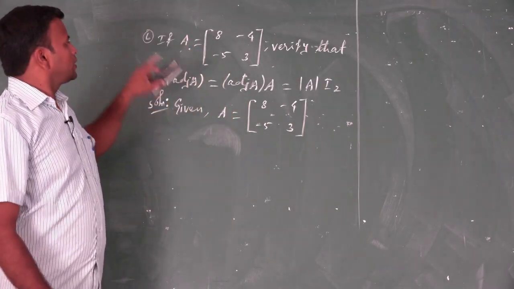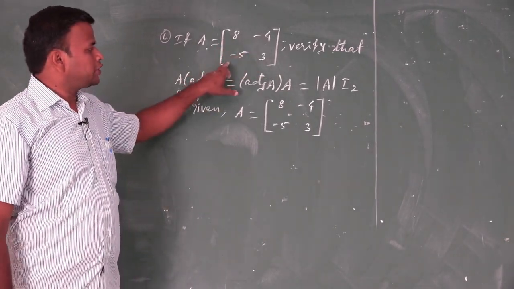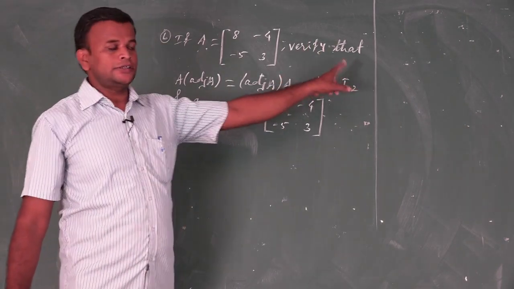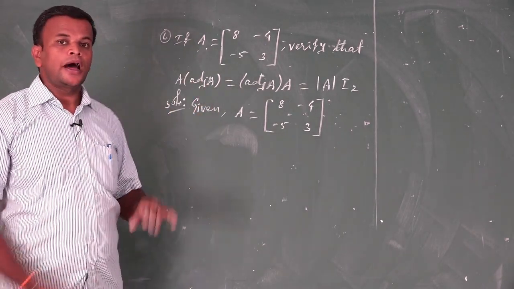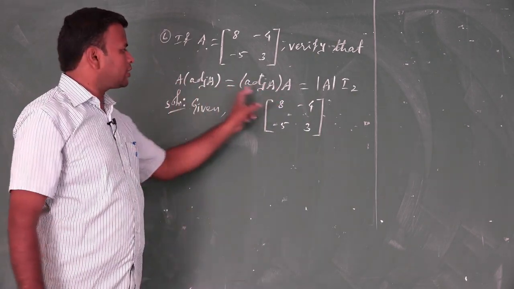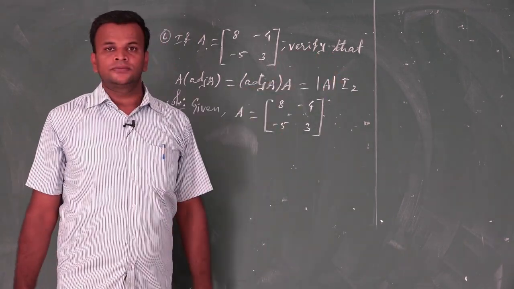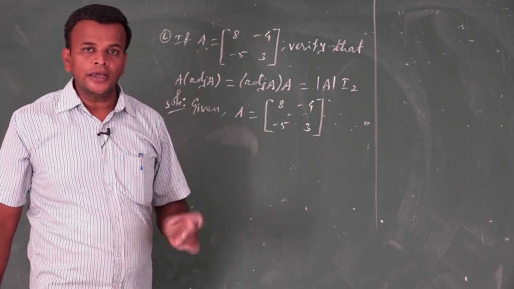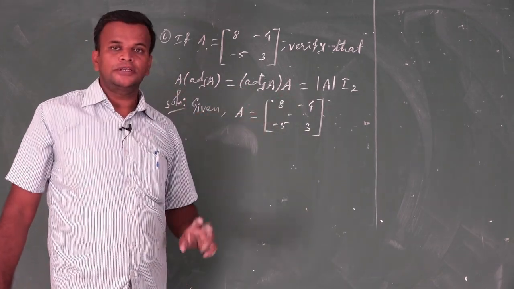The sixth one. The matrix A is given, whose values are 8, minus 4, minus 5 and 3. So one 2 by 2 matrix is given. Our question is to verify that A into adjoint A, that is the product of these two matrices, and the reverse, adjoint A into A, should be equal to determinant A into I2. You know, I2 means identity matrix of order 2. So A into adjoint A and adjoint A into A should be equal to determinant A into I2.